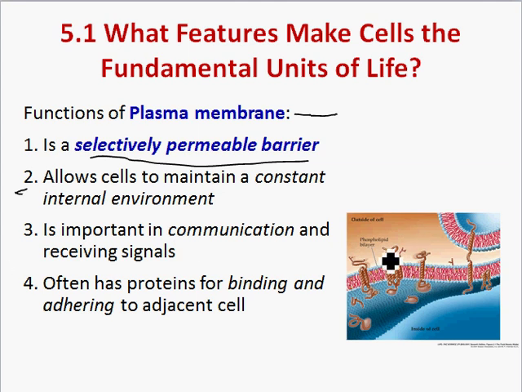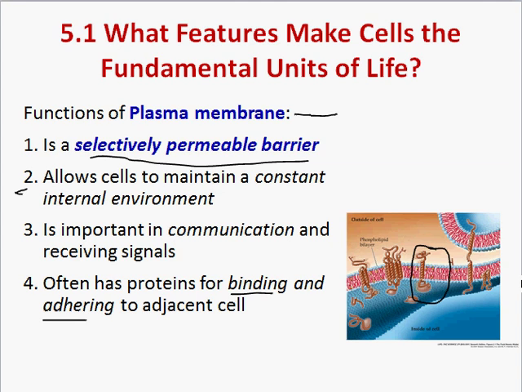The plasma membrane is important because it allows for communication and receiving signals. So if you look at this picture, there's some structures in the plasma membrane, proteins, that serve as receptors to receive signals. We also release signals from the membrane to communicate with other cells in our bodies. And then finally, the membrane helps the cells bind and interact with adjacent cells.